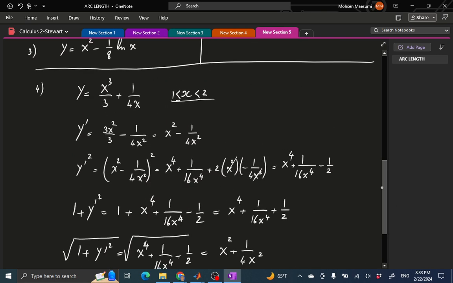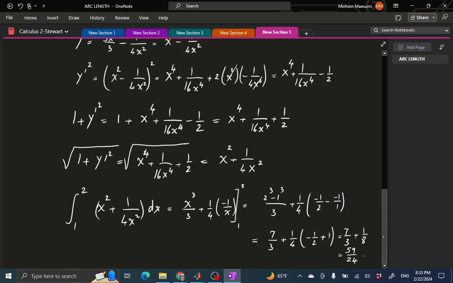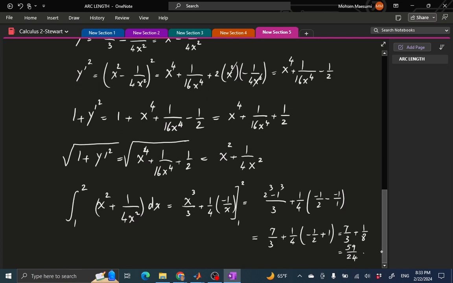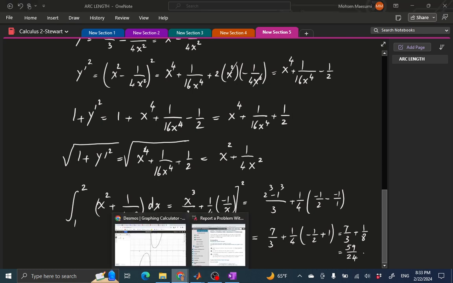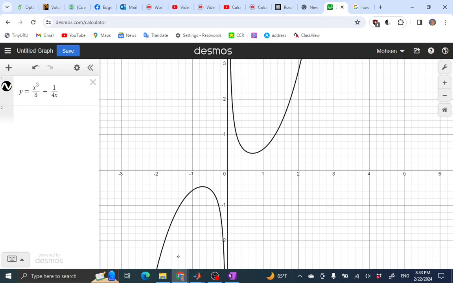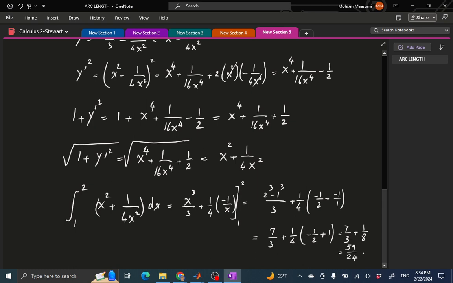So this rather peculiar function has a length from 1 to 2 of almost 2.5 or something. To go back here, what we are saying is that from this point to this point, the length is almost 2.5. Okay, so that was one example.